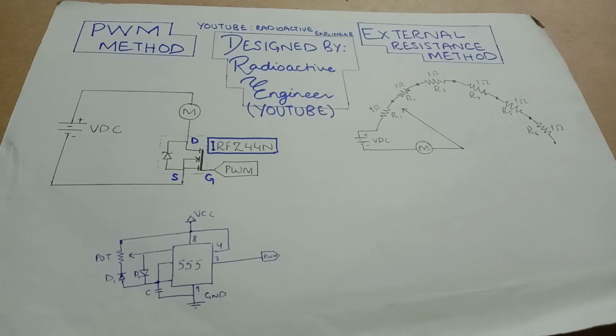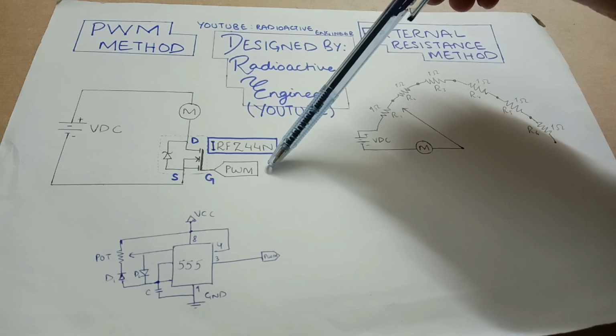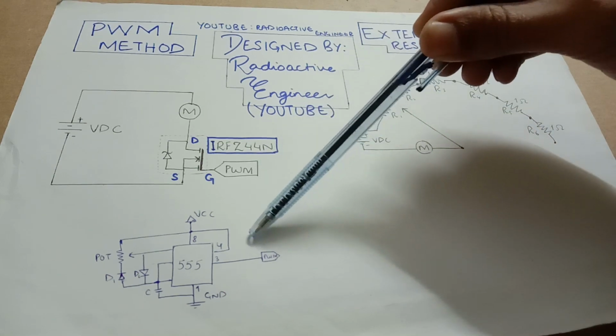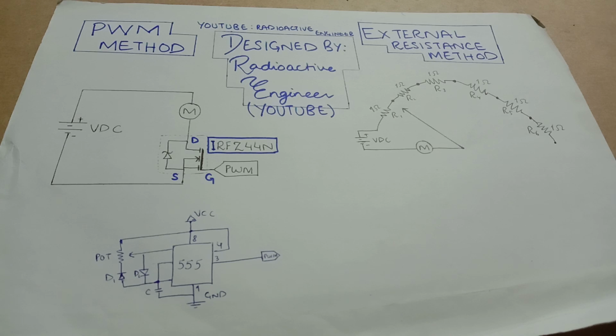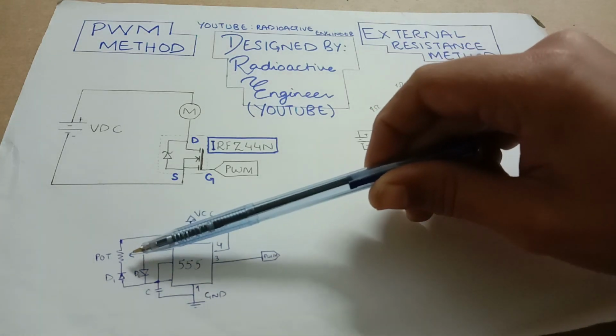So in PWM mode, I have replaced the switch by an N-channel MOSFET, specifically the IRFZ44N, due to its lower internal resistance, RDS(on). I am providing the pulses to the gate of the MOSFET using my 555 timer circuit, which I designed in my previous video. If you haven't seen it yet, I recommend you to see it. Its link is in the description below, and we can vary its duty ratio with this potentiometer.